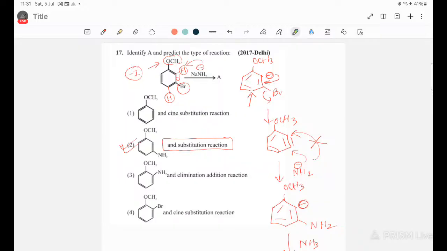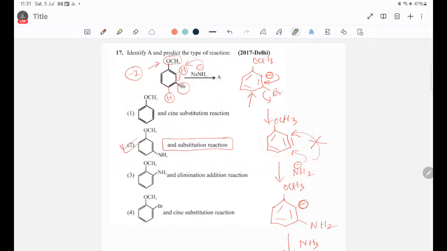That's why it will be comparatively less stable, whereas this minus charge which is being formed adjacent to the OCH3 group will be highly stable due to the minus I effect of OCH3 group. So that's why it will be formed as intermediate. Then the negative charge will take part in the bonding. It will form the benzyne intermediate. After forming, this is the benzyne intermediate.